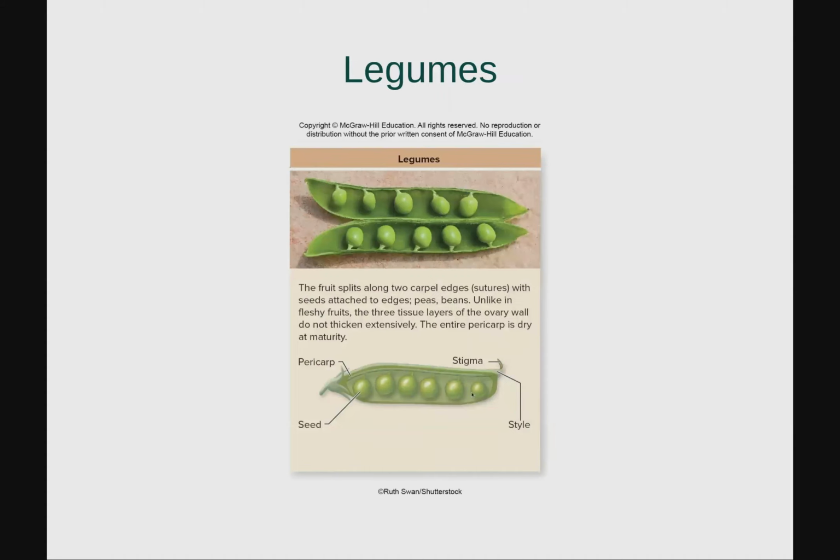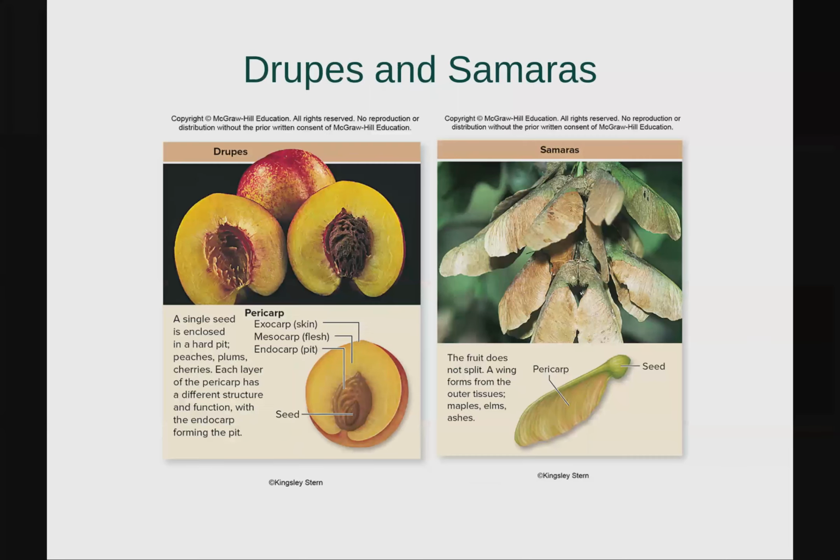Then we have legumes. Now, with legumes, the fruit physically splits along the carpel edges, as we see here, giving us two distinct structures. We know these best for beans and peas. Now, unlike our fleshy fruits that we just saw, their three tissue layers of the ovary wall don't thicken extensively, and the entire pericarp is dry at maturity. So our legumes dry as they age.